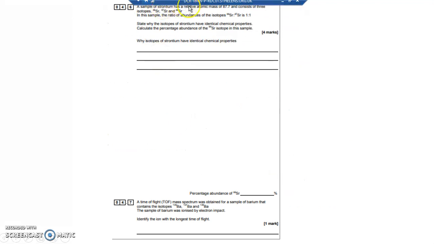A sample of strontium has a relative atomic mass of 87.7 and consists of 3 isotopes, 86, 87 and 88 Sr. In this sample, the ratio of abundances of Sr 86 to 87 is 1 to 1. In other words, they're in equal amounts. State why the isotopes of strontium have identical chemical properties. That's because they've all got the same number of electrons in their outer shell. Same number of electrons.